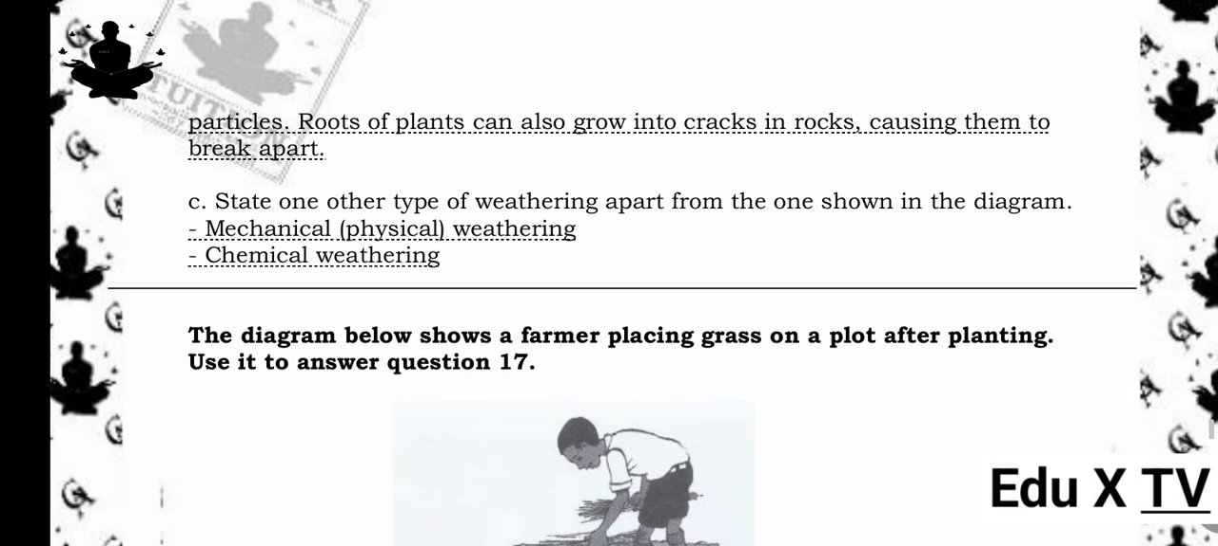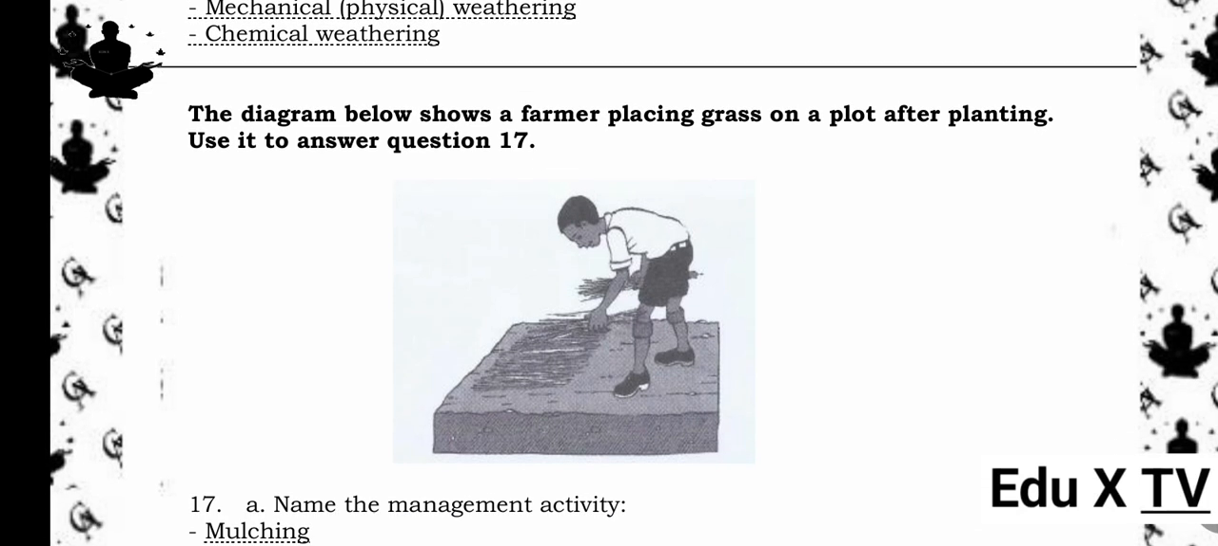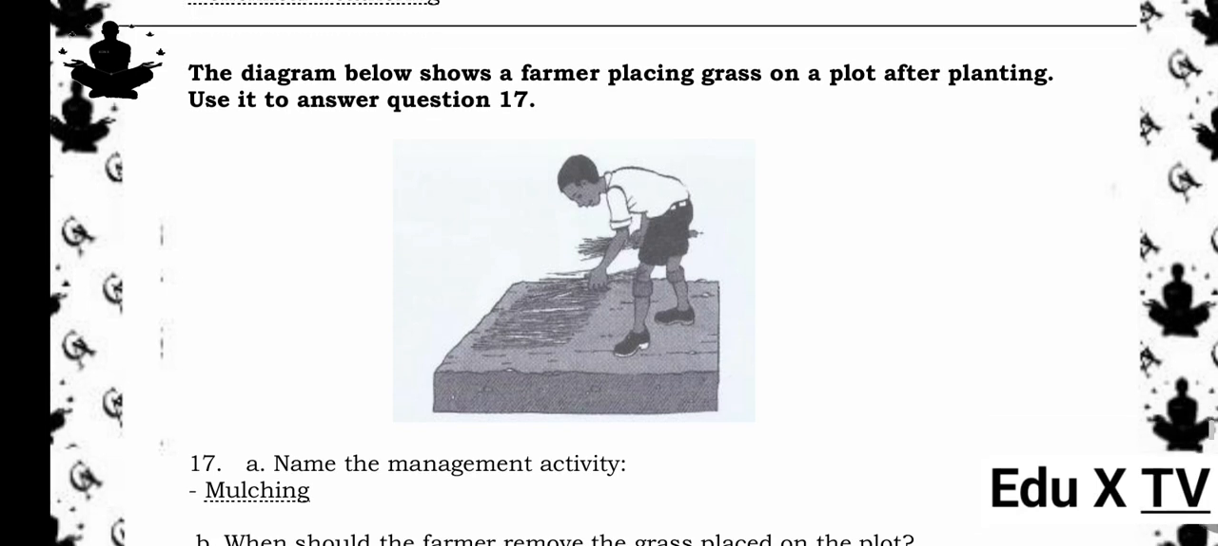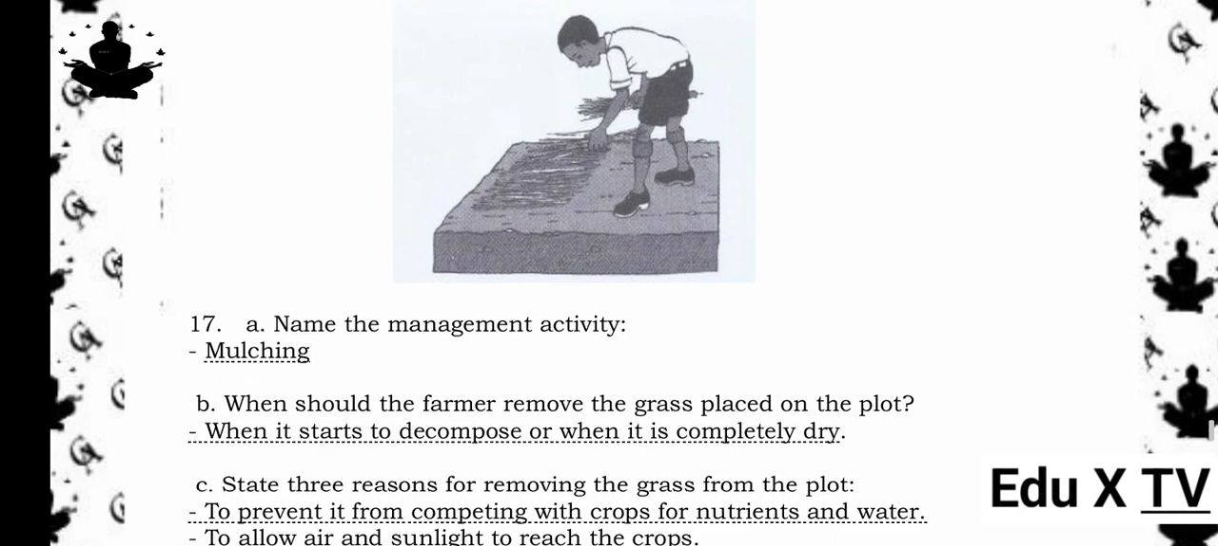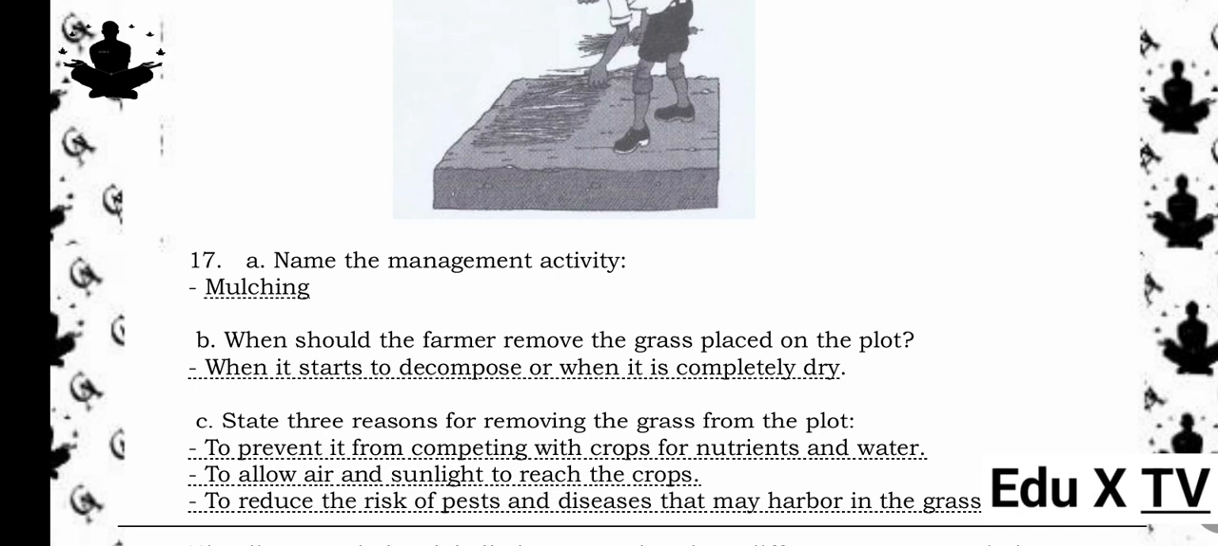C. State 1 other type of weathering apart from the one shown in the diagram. Mechanical, or physical, weathering. Chemical weathering. The diagram below shows a farmer placing grass on a plot after planting. Use it to answer question 17. 17. A. Name the management activity. Mulching. B. When should the farmer remove the grass placed on the plot? When it starts to decompose or when it is completely dry.